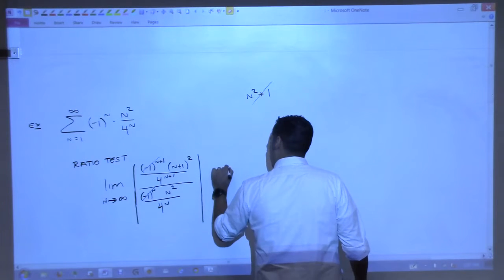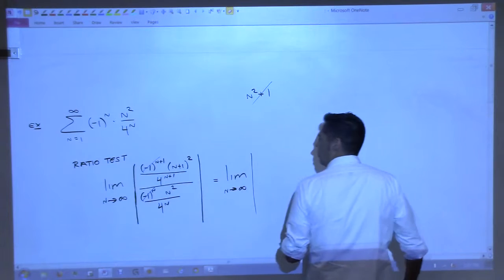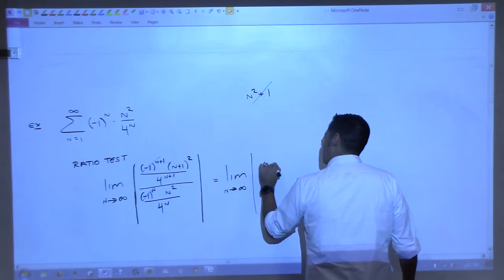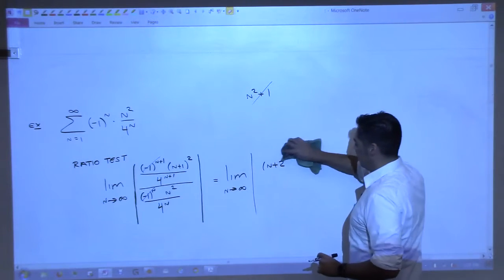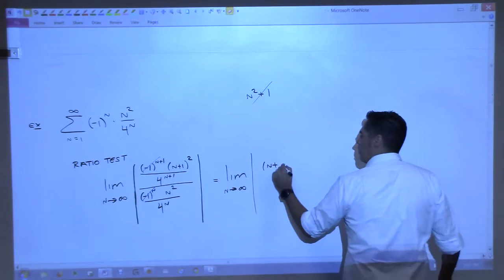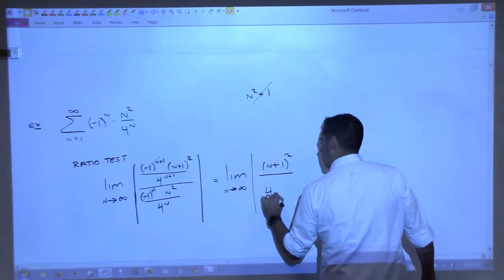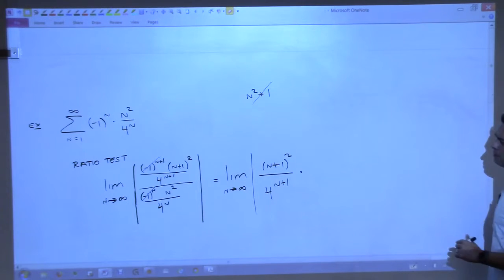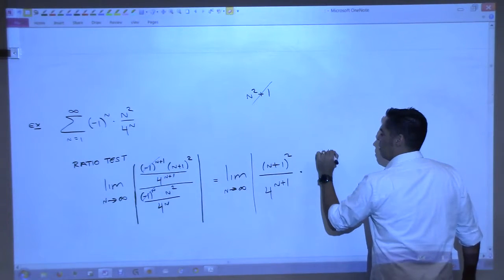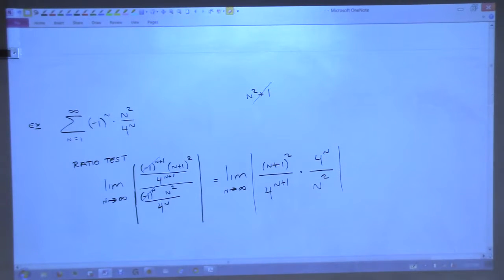So this is going to be limit n goes to infinity, absolute value. I have n squared. No, that's not n squared. That's n plus 2. Okay, n plus 1 squared over 4 to the n plus 1 times what? 4 to the n over n squared, like that, right? Everyone agree with that?